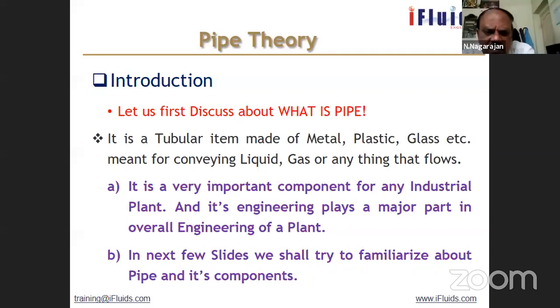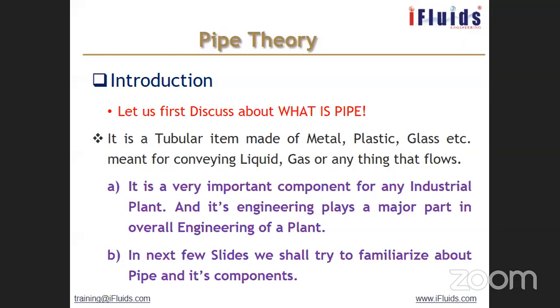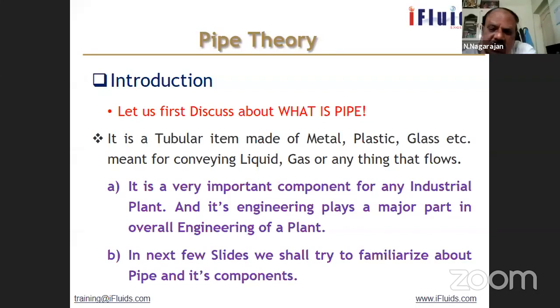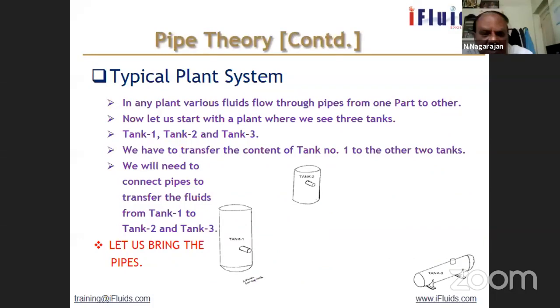So this is meant for conveying. It can convey liquid, gas, or anything that can flow in the pipe. So it's a very important component for any industrial plant. It is apparently known that engineering is very important in plant engineering. So in the overall engineering of the plant, piping plays a major role. So in the next few slides, we will familiarize ourselves with the pipe and its components.